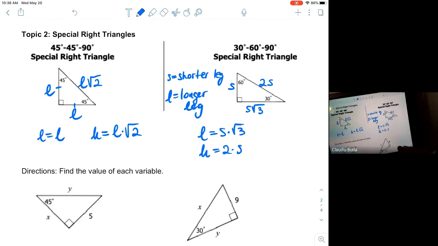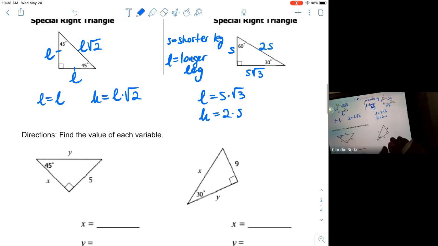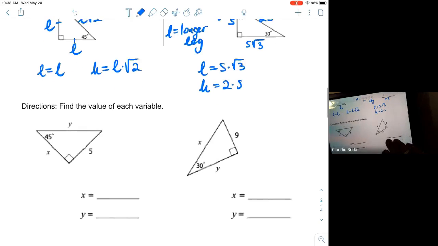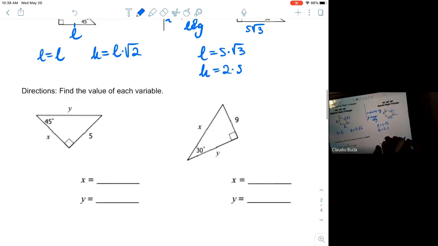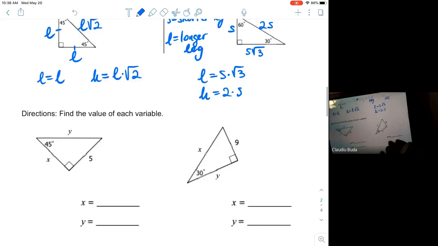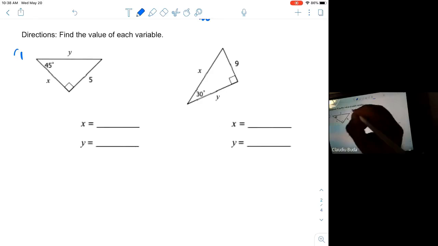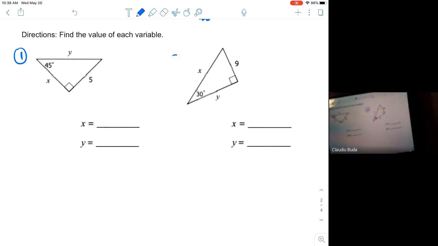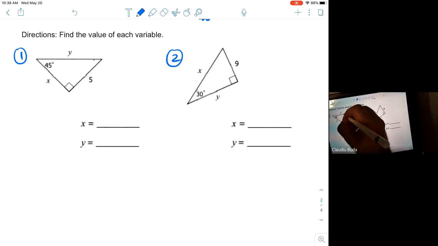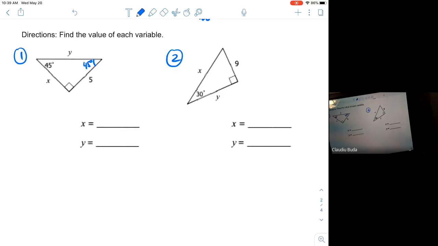So those are very useful in the special right triangles. So let's look at 2 problems. First one, a 45-45-90.